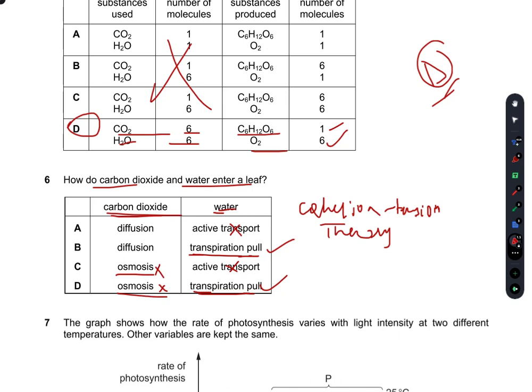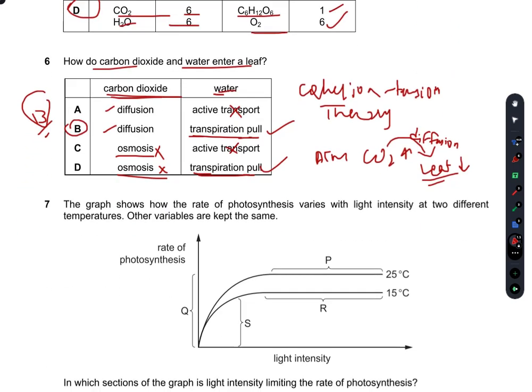Osmosis is the movement of water in some cases, but this is taking place by diffusion. Why is it taking place by diffusion? Because the atmospheric CO2 is greater than the leaf CO2. Leaf CO2 is lower, meaning CO2 would pass into the leaves by diffusion from an area of higher concentration to a lower concentration. So diffusion would take place, meaning B is the right answer.